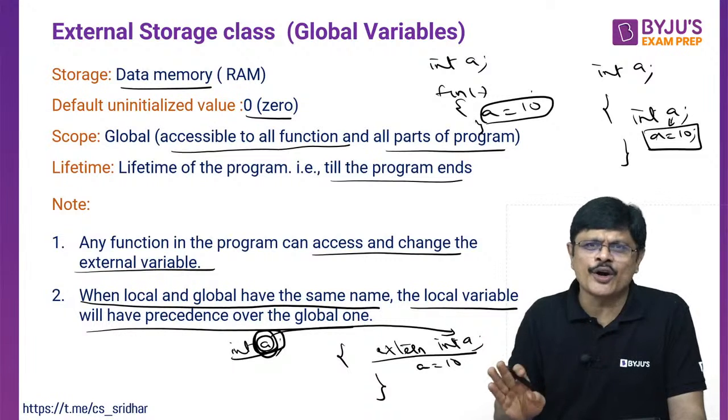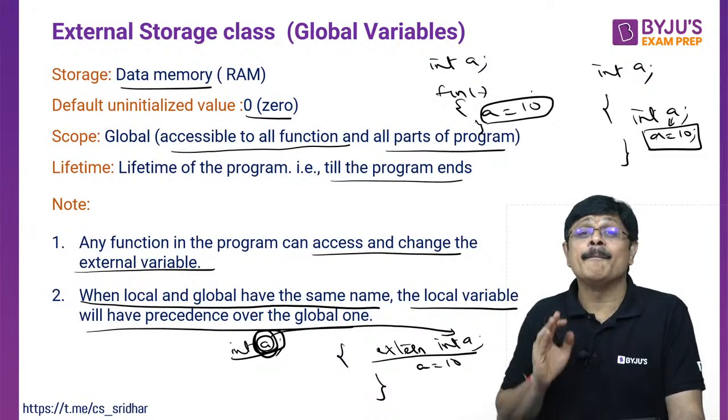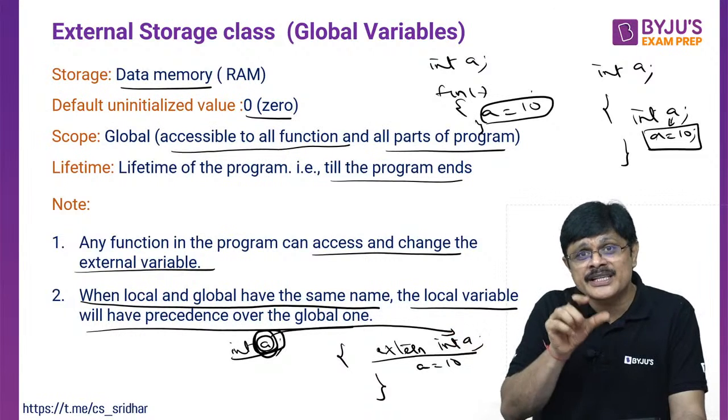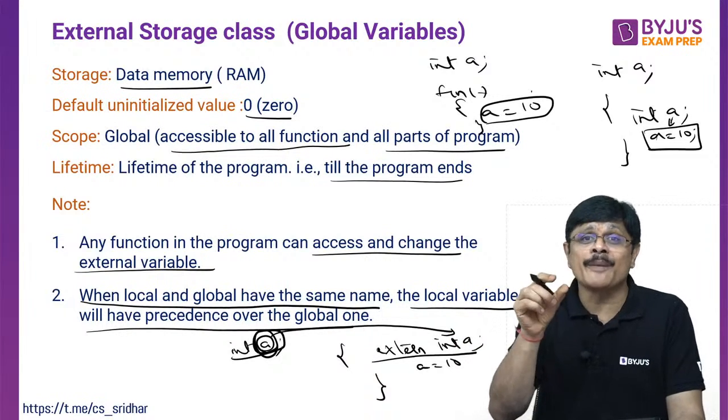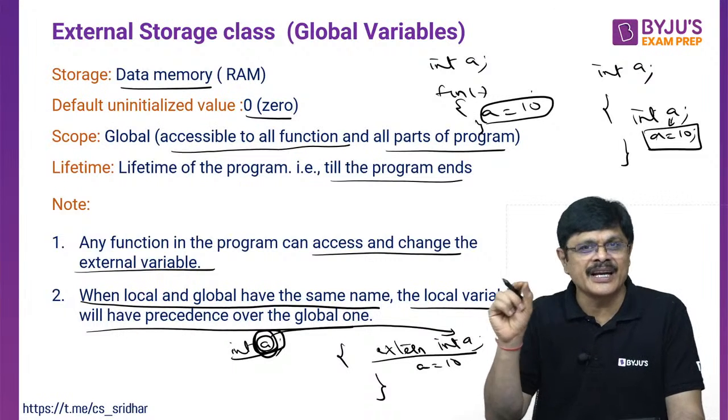If you write it, there is nothing wrong. Without writing it also you can use it. But in other files, when you are using this, there you have to mention extern int a, my dear friends.